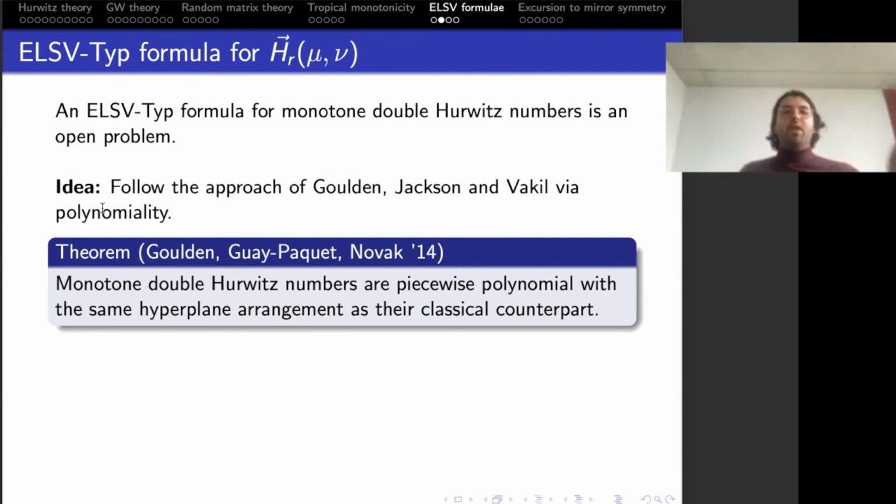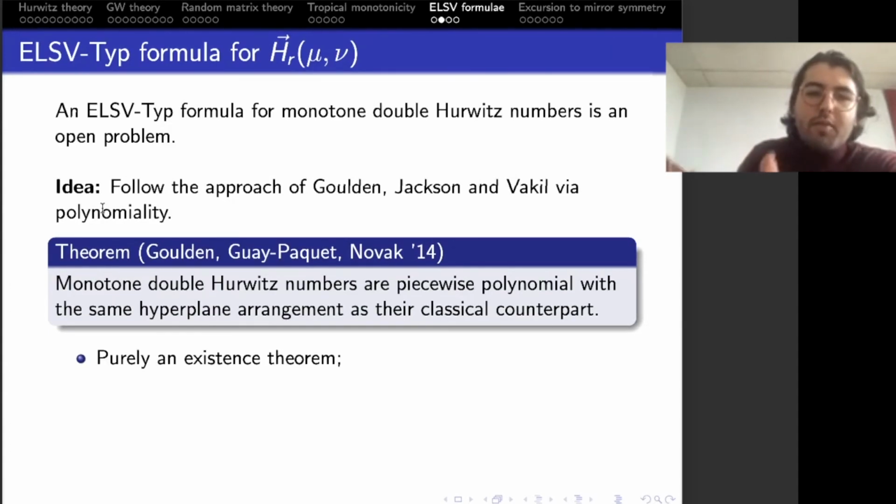So if you look at this function that takes a tuple mu to the corresponding monotone double Hurwitz numbers, you can look at the same walls in this space. And indeed, in each chamber, monotone double Hurwitz numbers are polynomial for choices of partitions in these chambers. This is what Goulden, Guay-Paquet, and Novak proved, and it means that monotone double Hurwitz numbers satisfy very similar behavior to their classical counterpart.